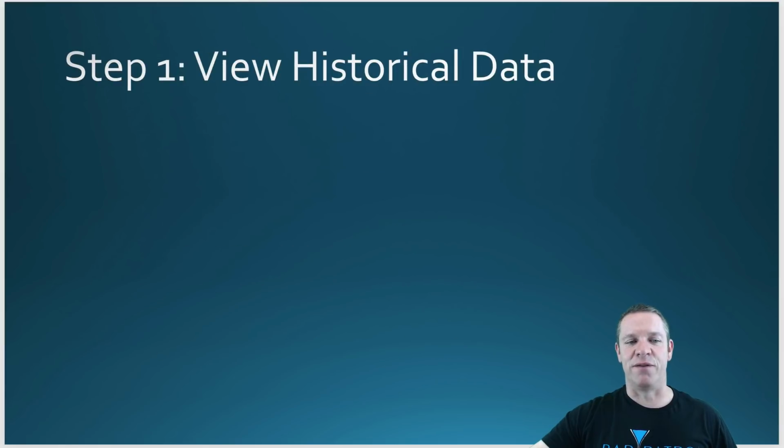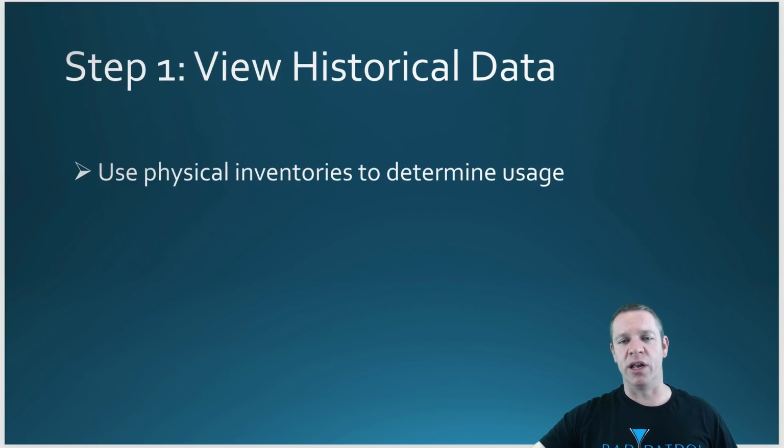All right, step 1, viewing the historical data. We're going to use our physical inventories to determine how much we've been using. Some of the POS systems say you can do your ordering based on the sales data and how much is depleted. But we all know, or should know, that your sales do not equal your usage. A lot of times your bartenders are giving stuff away or they're overpouring. What's being used is not the same as what's being sold. The most accurate count you can have is your inventory count.